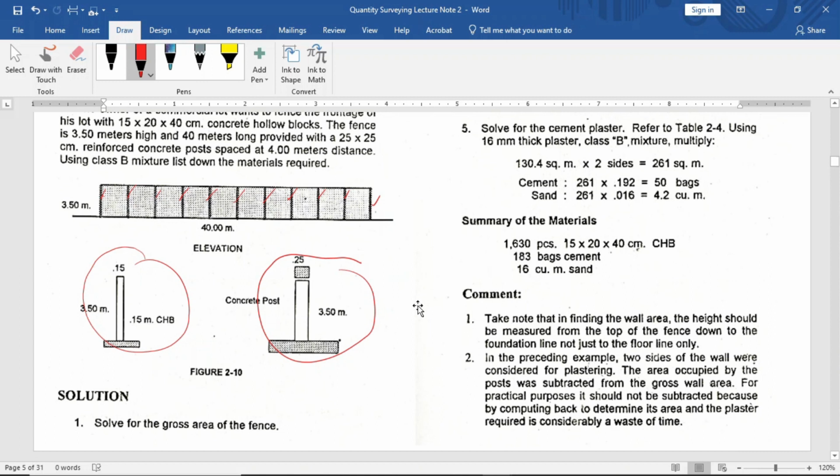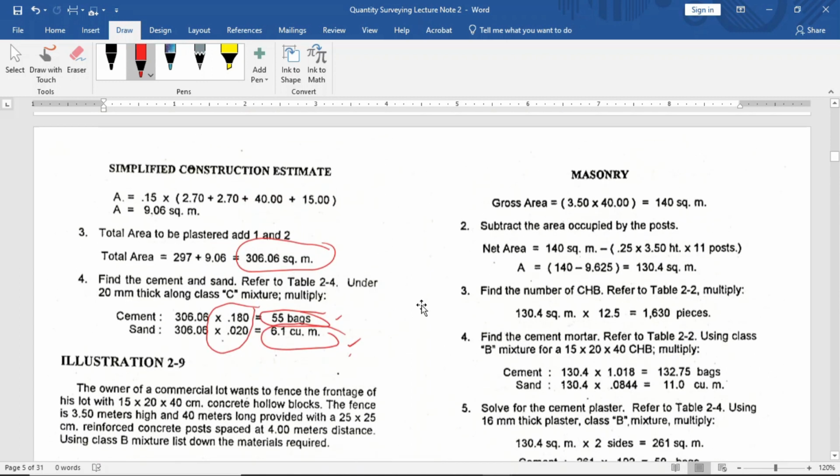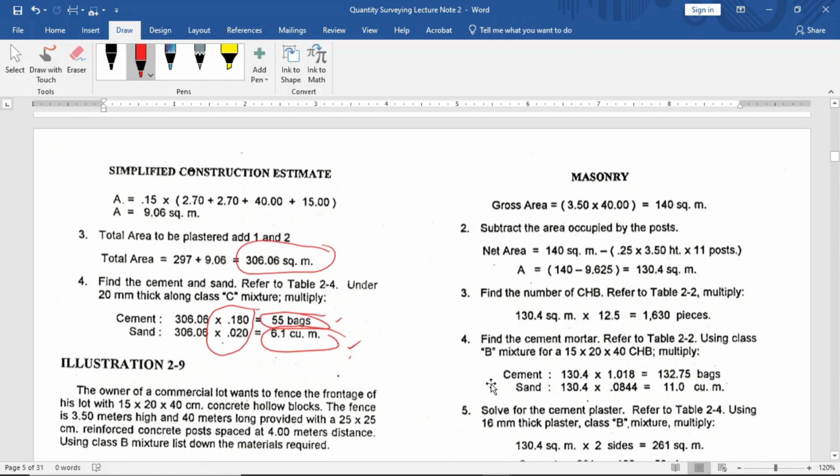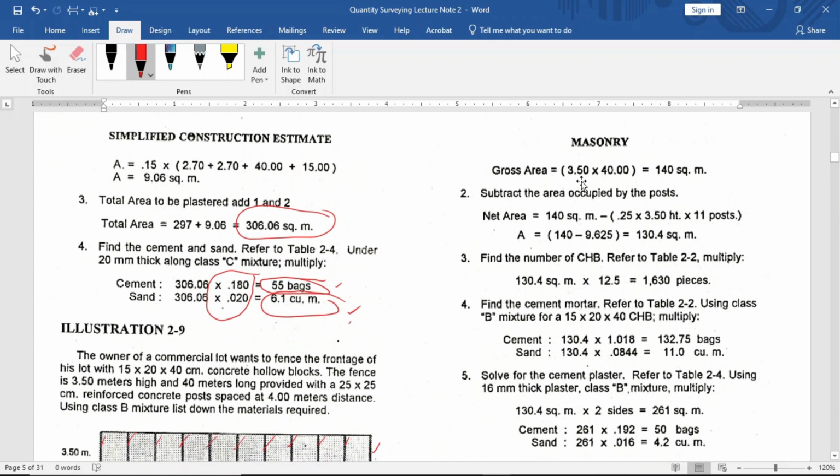So, first, solve the gross area of the fence. So, simple lang, 3.5 by 40. So, 3.5 by 40 gross area is 140 square meters. So, net area. So, subtract the area occupied by the post.